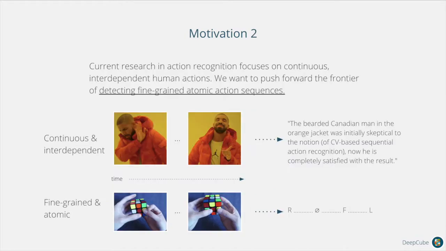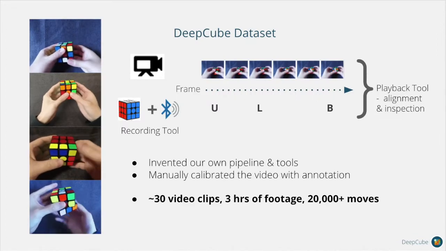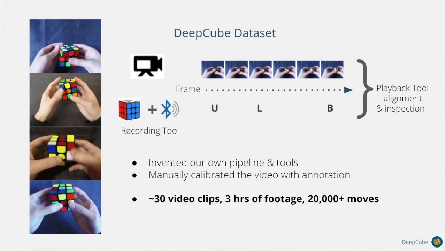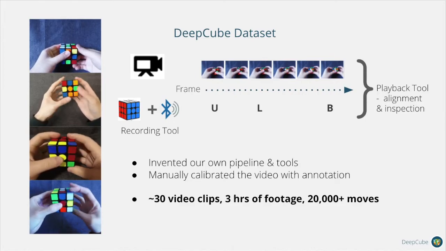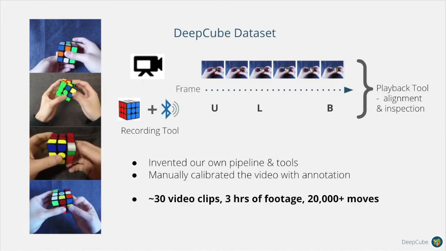Much current research focuses on detecting continuous and interdependent actions. We would like to explore the frontier of recognizing fine-grained and atomic sequential actions to a high precision. We collected the first known dataset of time-annotated cube solves. We use a Bluetooth cube, which can tell us what moves are performed when. We start video recording and Bluetooth recording at the same time.